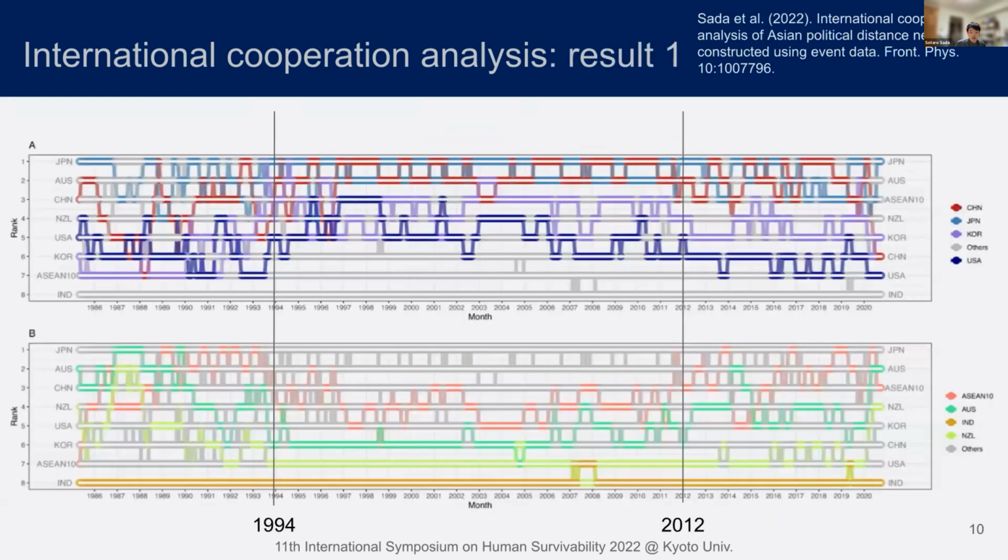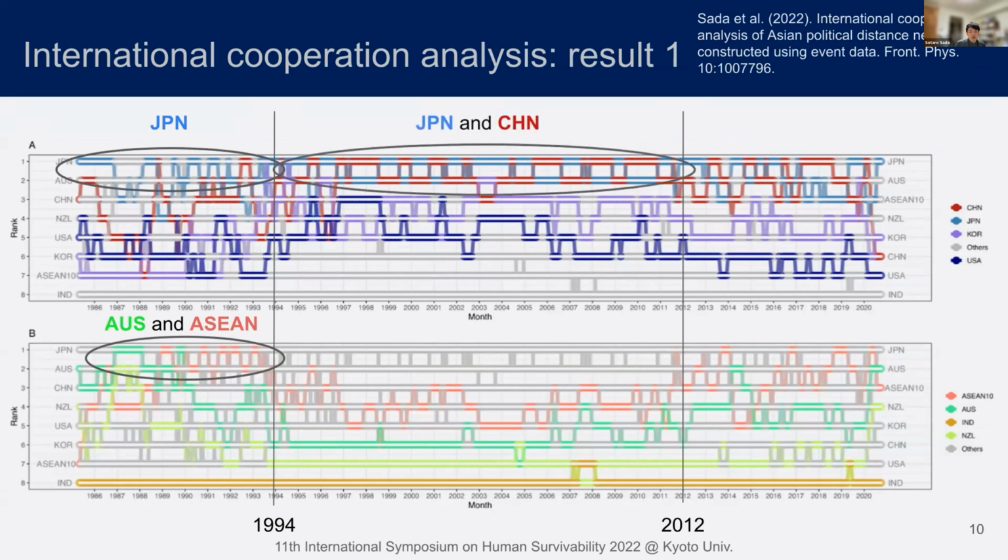This is one of the main results. Before 1994, the top contributors were Japan, Australia, and ASEAN. From 1994 to 2012, Japan and China occupied the top ranks. After 2012, ASEAN joined the top contributors again. We could compare the countries like this.